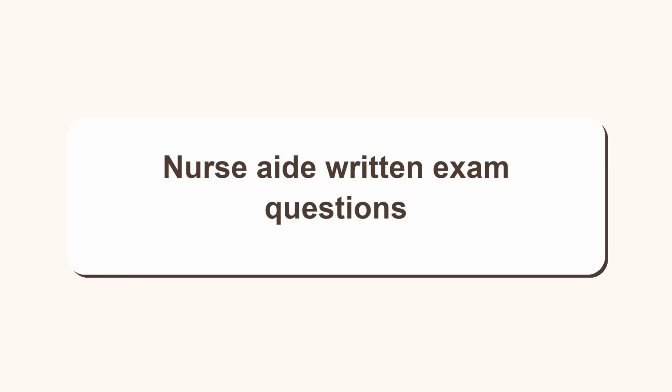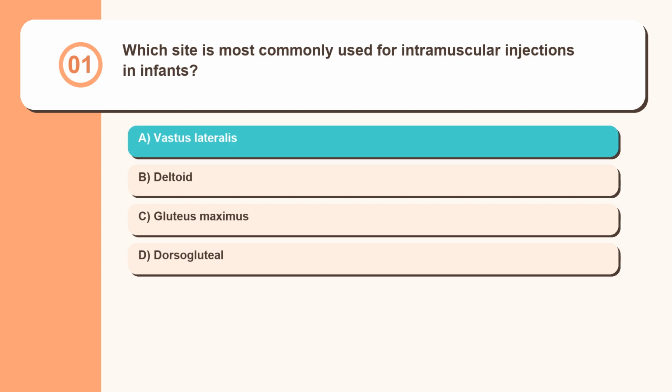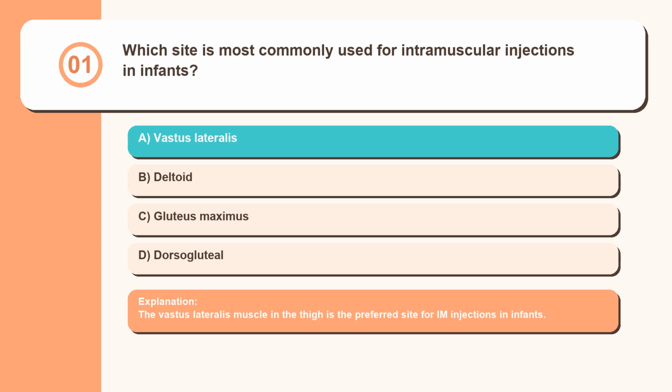Nurse Aide written exam questions. Question 1. Which site is most commonly used for intramuscular injections in infants? Vastus lateralis, deltoid, gluteus maximus, dorsogluteal. The vastus lateralis muscle in the thigh is the preferred site for IM injections in infants.